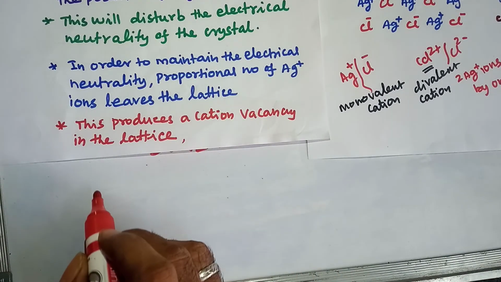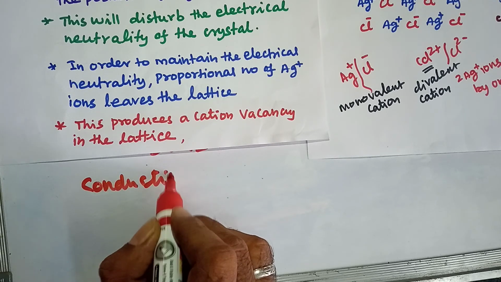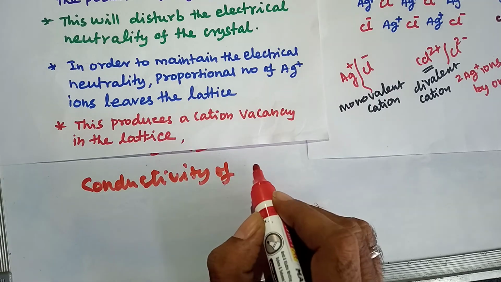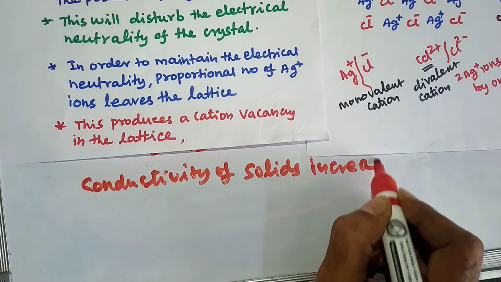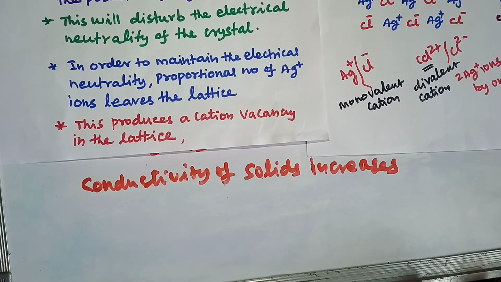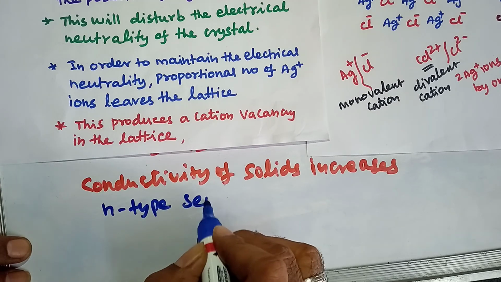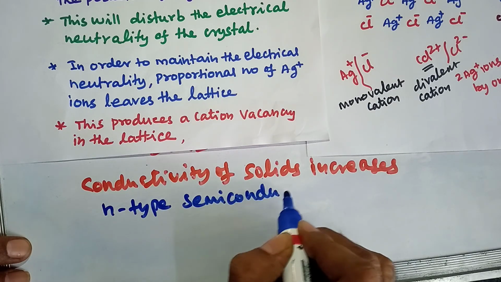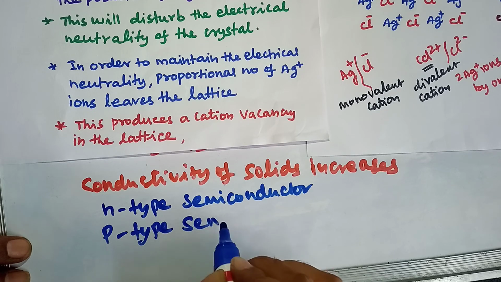The conductivity of solids increases due to the presence of impurity defects. From this we can make n-type semiconductors and p-type semiconductors.